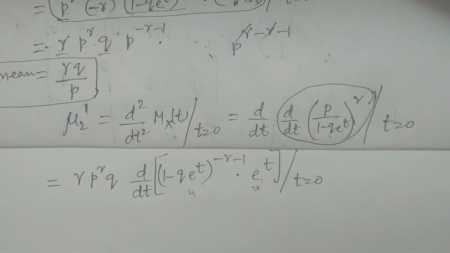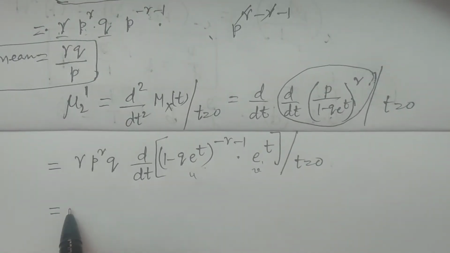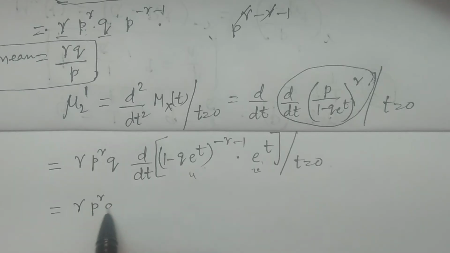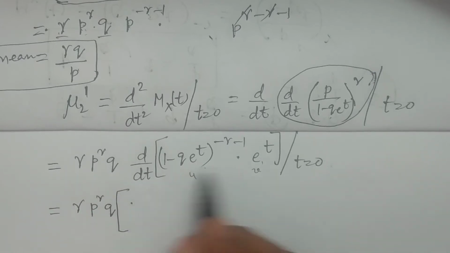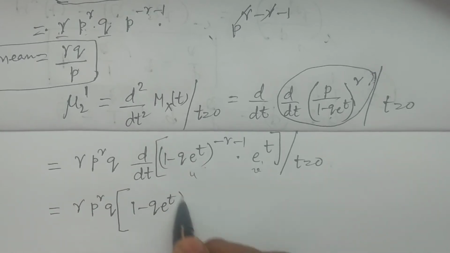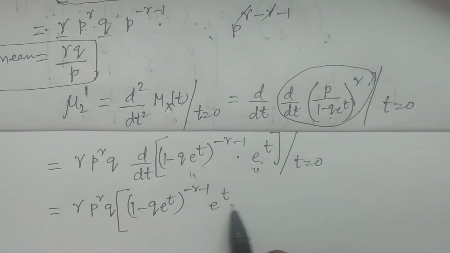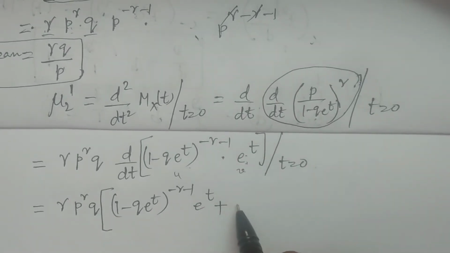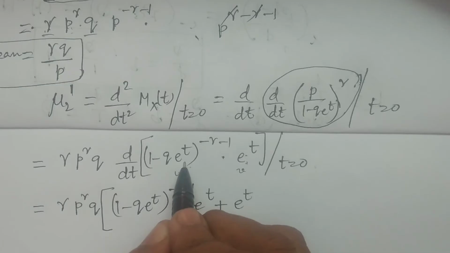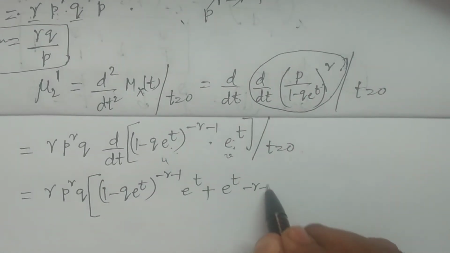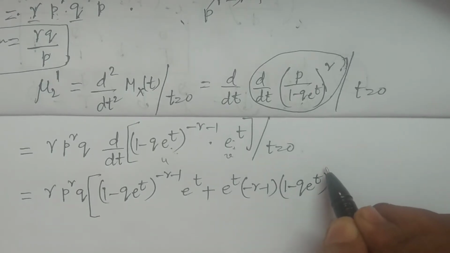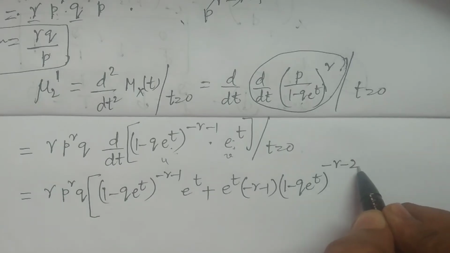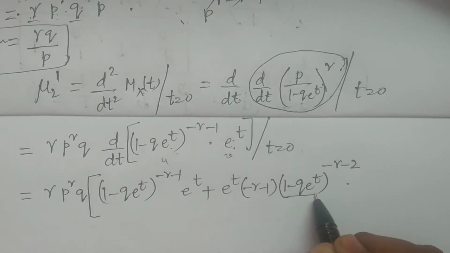u dv plus v du. That's all. So therefore, do the differentiation: r into p power r into q multiplied by the differentiation part for uv. 1 minus q into e power t whole power minus r minus 1, that is u. Differentiation of e power t is e power t, plus v, that is e power t into differentiation of u, v du, and minus r minus 1 multiplied by 1 minus q into e power t whole power minus r minus 1 minus 1, that is minus 2, multiplied by the differentiation of 1 minus q e power t.